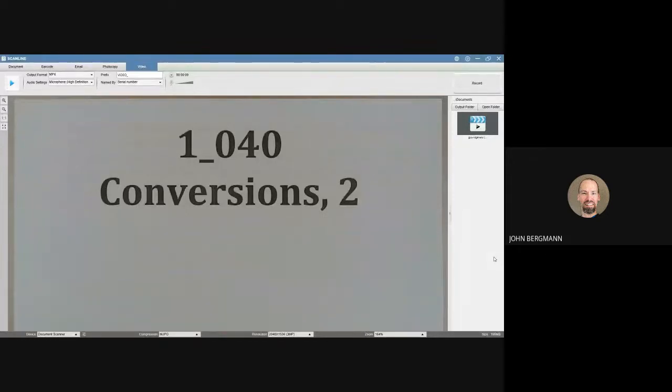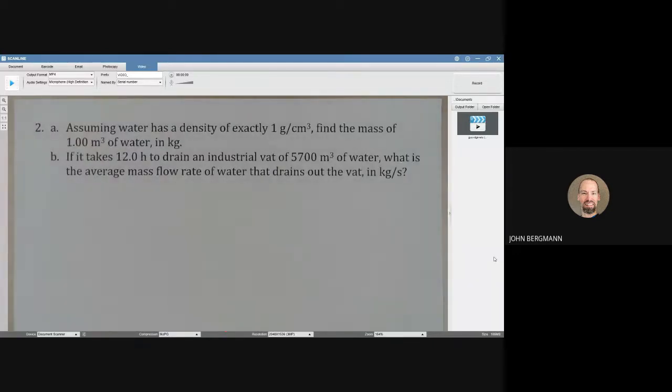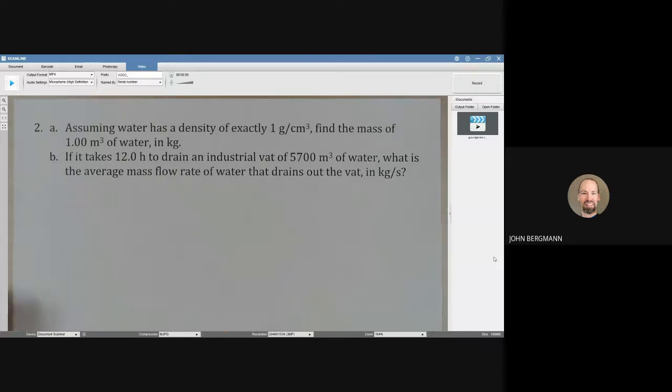Let's do another conversion problem where we just got to get in there and work it a bit. Assuming water has a density of exactly 1 gram per cubic centimeter, find the mass of 1.00 cubic meters of water in kilograms. All right, let's use the units here.